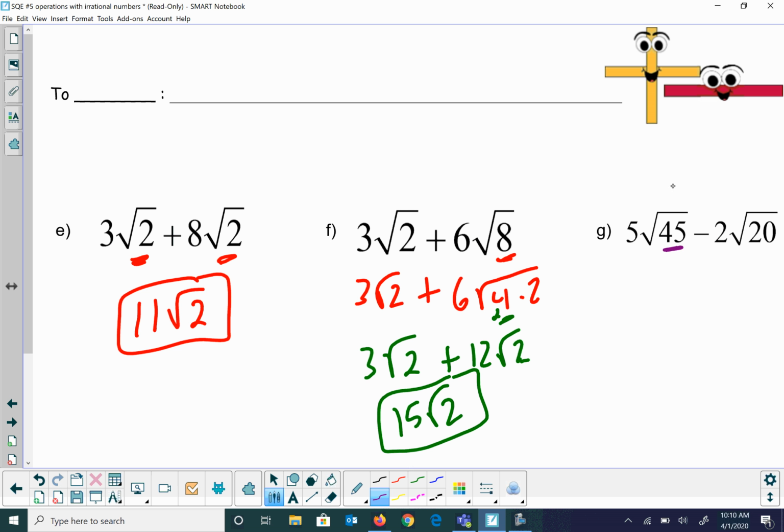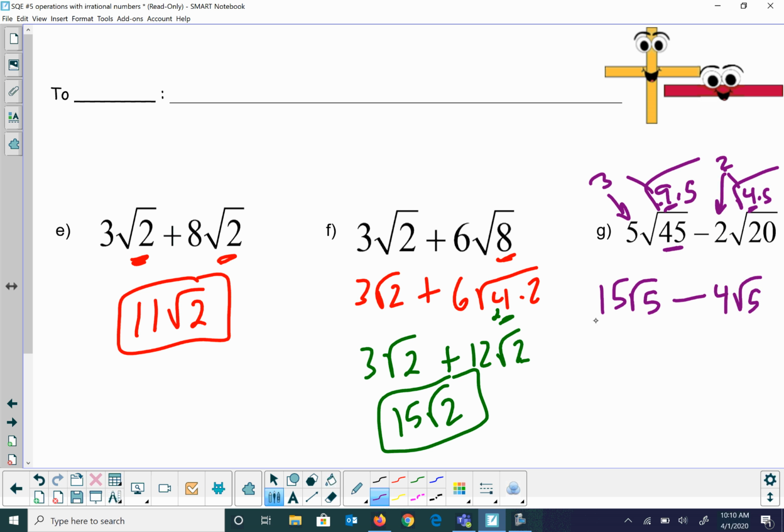This one we have to think about. 45 breaks down to 9 times 5. And so we have a square root. So square root of 9 is 3. I'm going to multiply it with that 5, so I get 15 outside. And I get square root 5 minus, and 20 is going to break down to 4 times 5, and 4 is the biggest perfect square in 20. So square root of 4 is going to be 2. That's going to multiply with that outside 2, so minus 4 root 5. Now I have like terms. They both have radical 5s. So I'm going to go 15 minus 4 is 11, so I get 11 root 5.